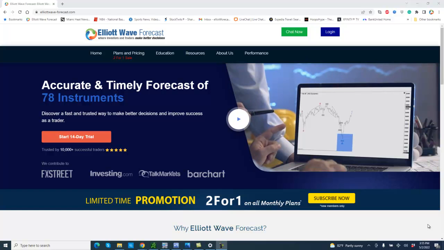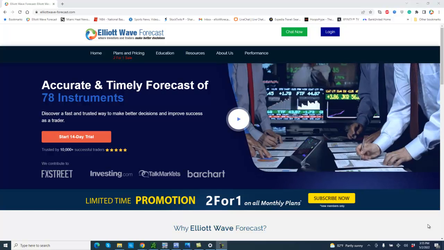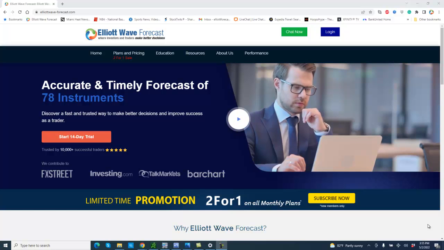Eastern Time, and today we're going to take a look at the S&P and how the S&P has been seen by Elliott Wave Forecast over the last month and a half.